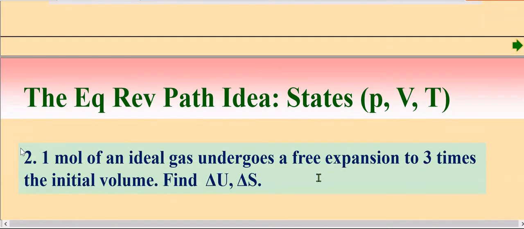Now, this is another problem. This is a more interesting problem. This again refers to a free expansion process that we discussed in yesterday's class. So, 1 mole of an ideal gas undergoes a free expansion to 3 times the initial volume. That means there was a piston or partition which is lifted, and suddenly the gas expands, and the partition is put immediately afterward at three times the initial volume. Okay, find delta U, delta S.